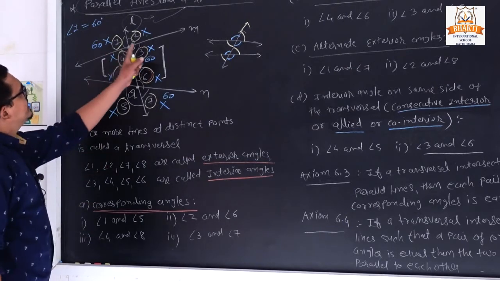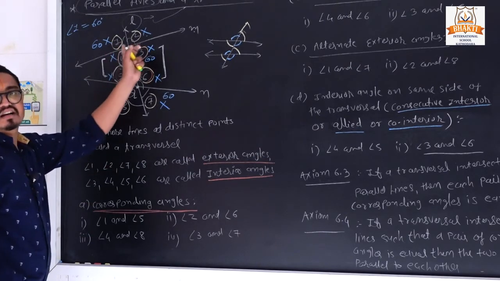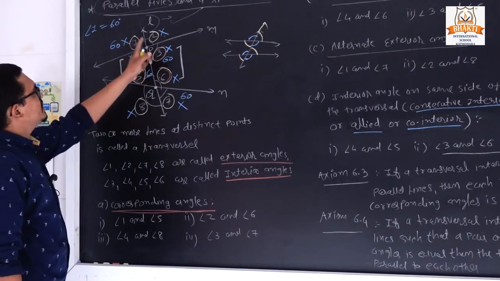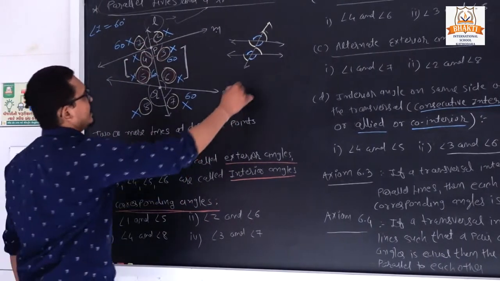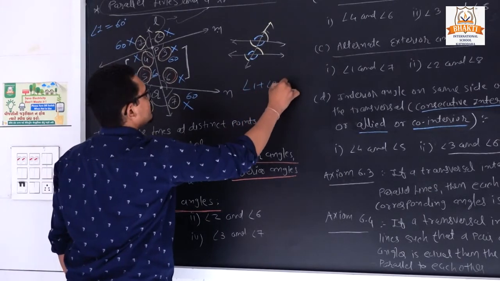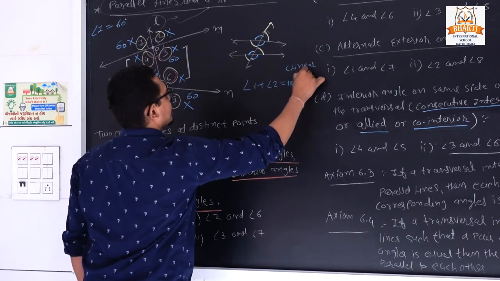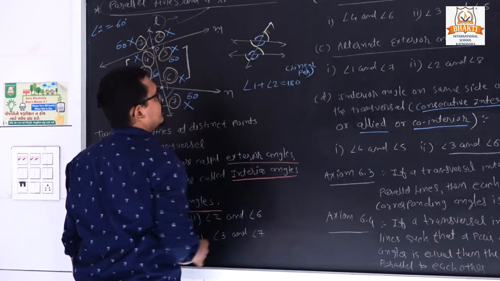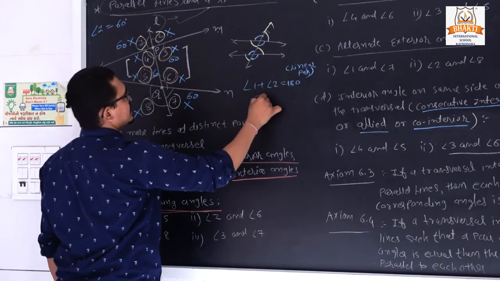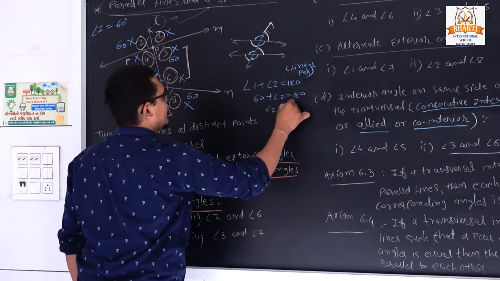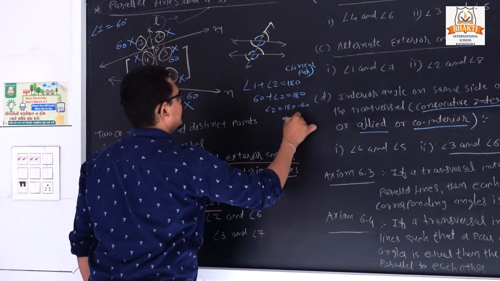Now here we have a linear pair, see that. Clear? That is the 6.1 concept. The angle linear pair summation is always 180. So angle 1 plus angle 2 is equal to 180, because we can write linear pair. Angle 1 is given as 60, so angle 2 is equal to 180 minus 60, so it is 120 degrees.